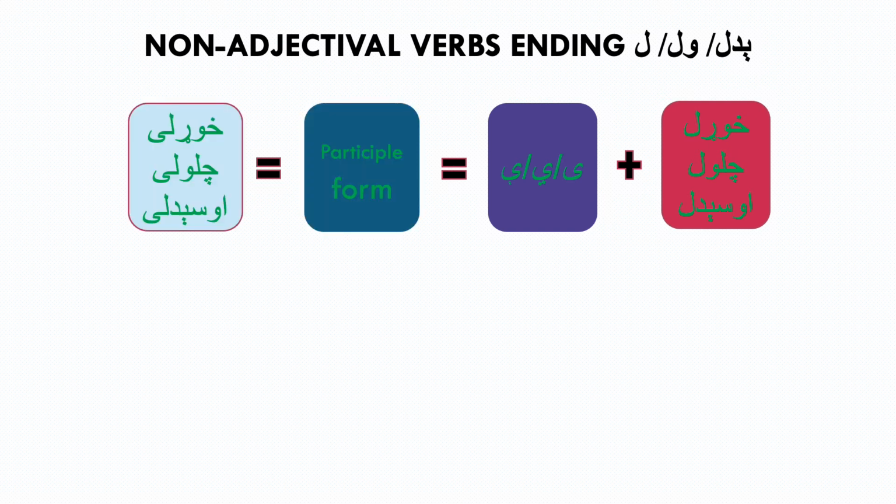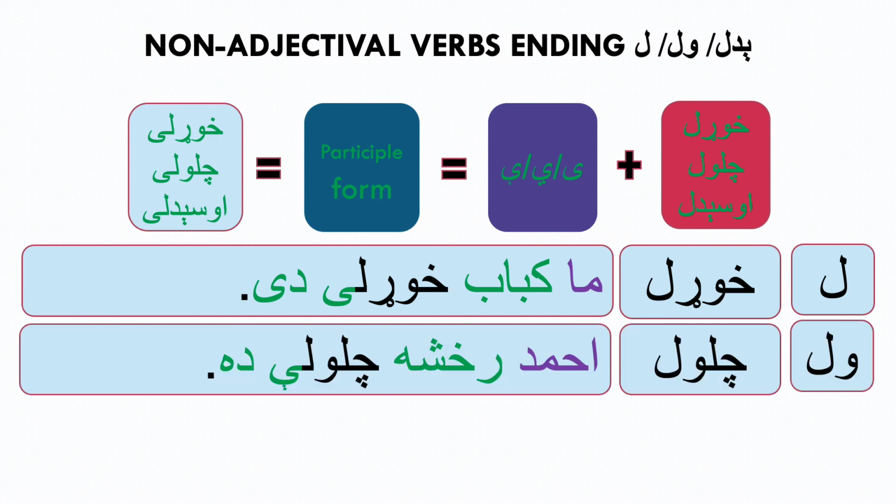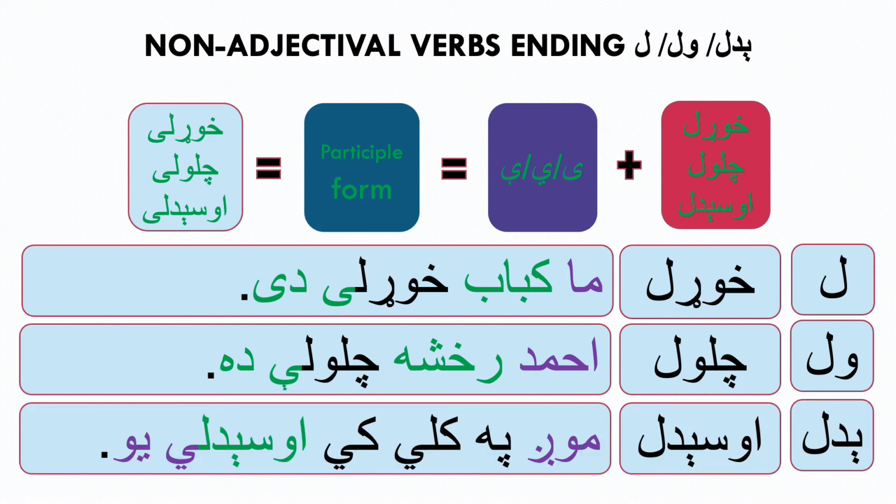خوړلی, چلولی, and اوسېدلی. For example, lam verb خوړل, ما کباب خوړلی دی. The wal verb چلول, احمد رخشا چلولی ده. And the yedal verb اوسېدل, موږ په کلي کې اوسېدلی یو.